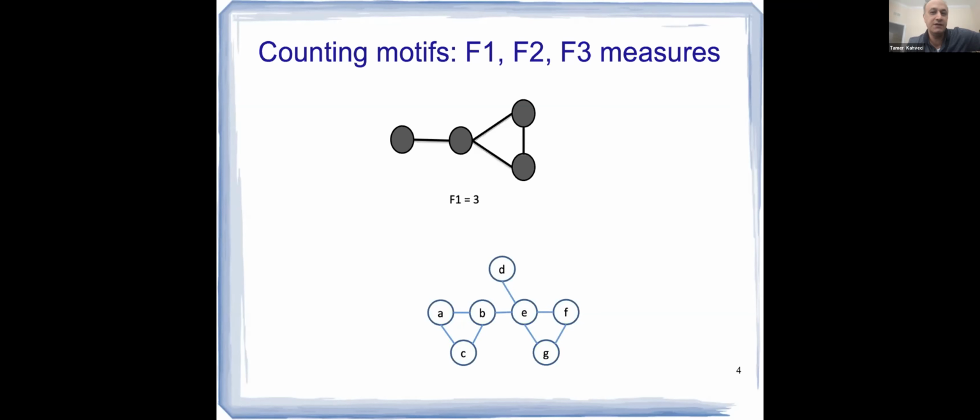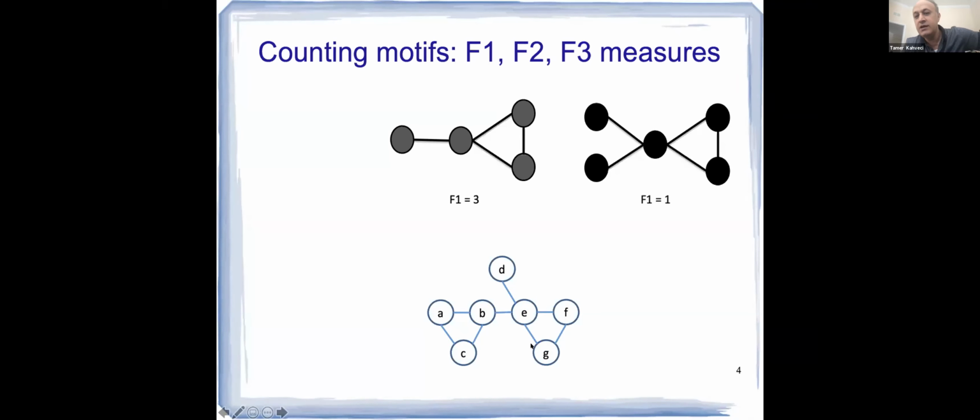Now let's take this motif and make it slightly bigger by adding a new node and a new edge to the motif. Now, how many times does this motif appear in the target network? You can notice that there's only one copy over here. So the F1 measure goes down from 3 to 1. At this point, you're possibly thinking that it's not surprising that the motif count went down because my motif got larger. Larger motif means more constraints, so the motif count is going to go down. But actually, that's not the reason why the motif count went down.